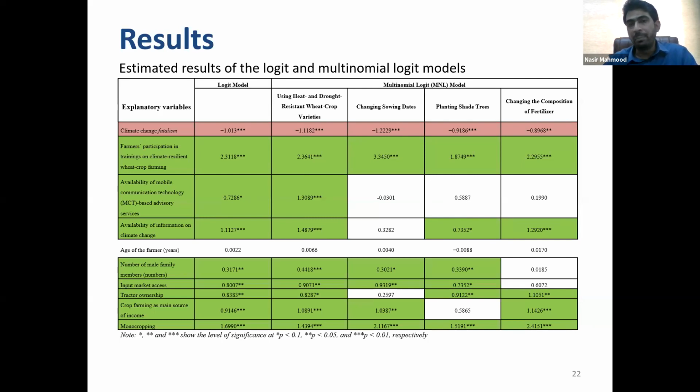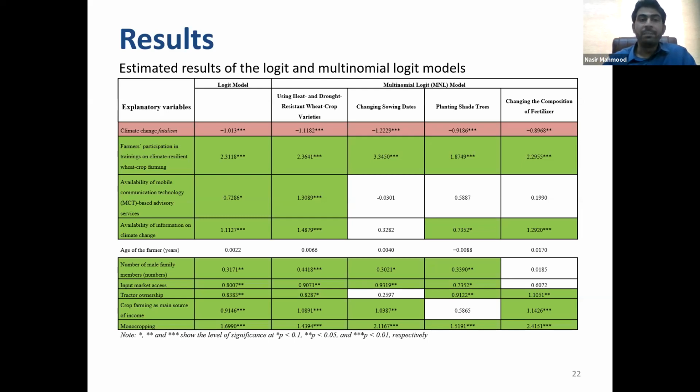Here I want to mention the 4 adaptation strategies. The first one, in the 3rd column, is using heat and drought resistant wheat crop varieties. Second adaptation is changing sowing dates. Third adaptation, in the second last column, is planting shade trees, and the last adaptation is changing the composition of fertilizer use.